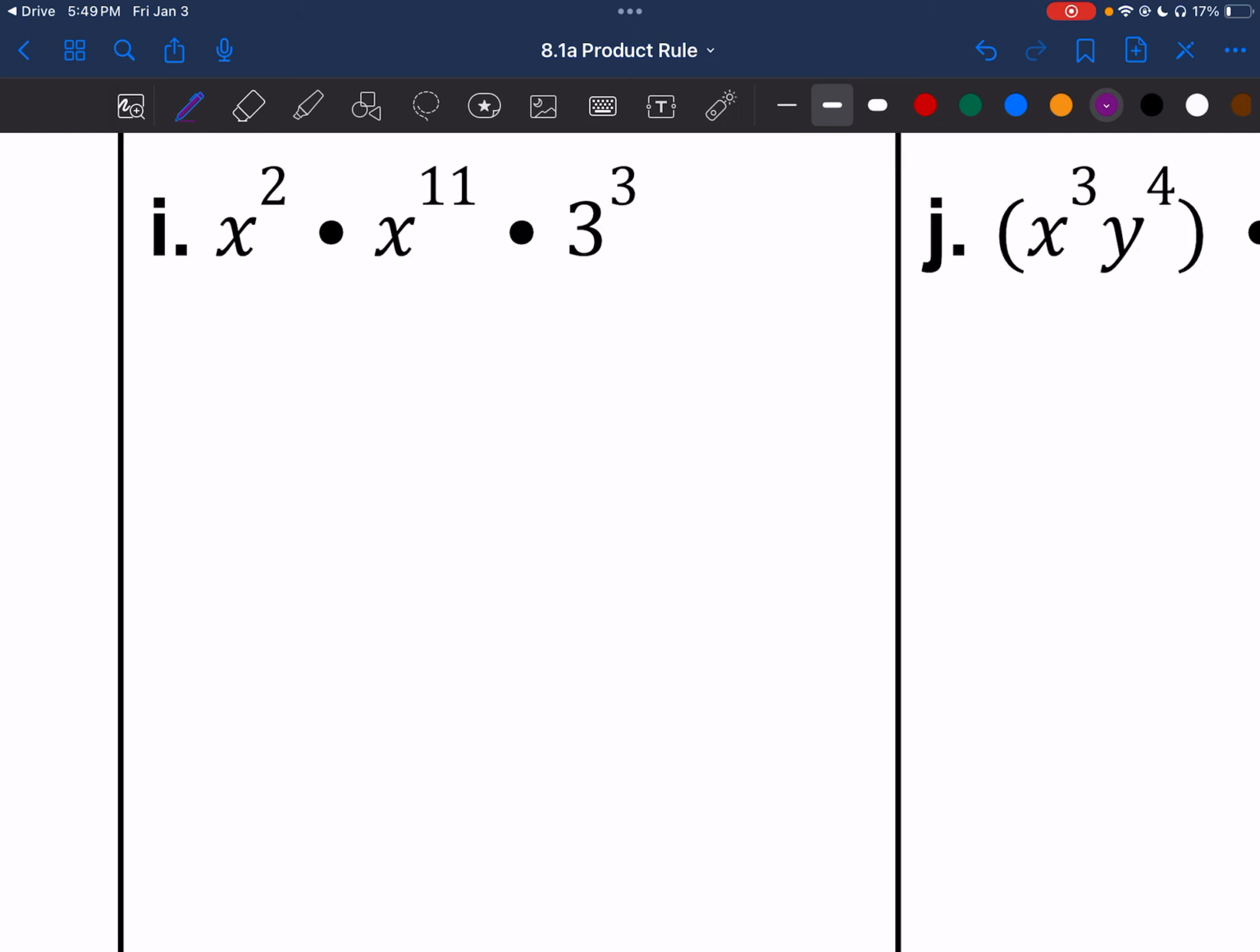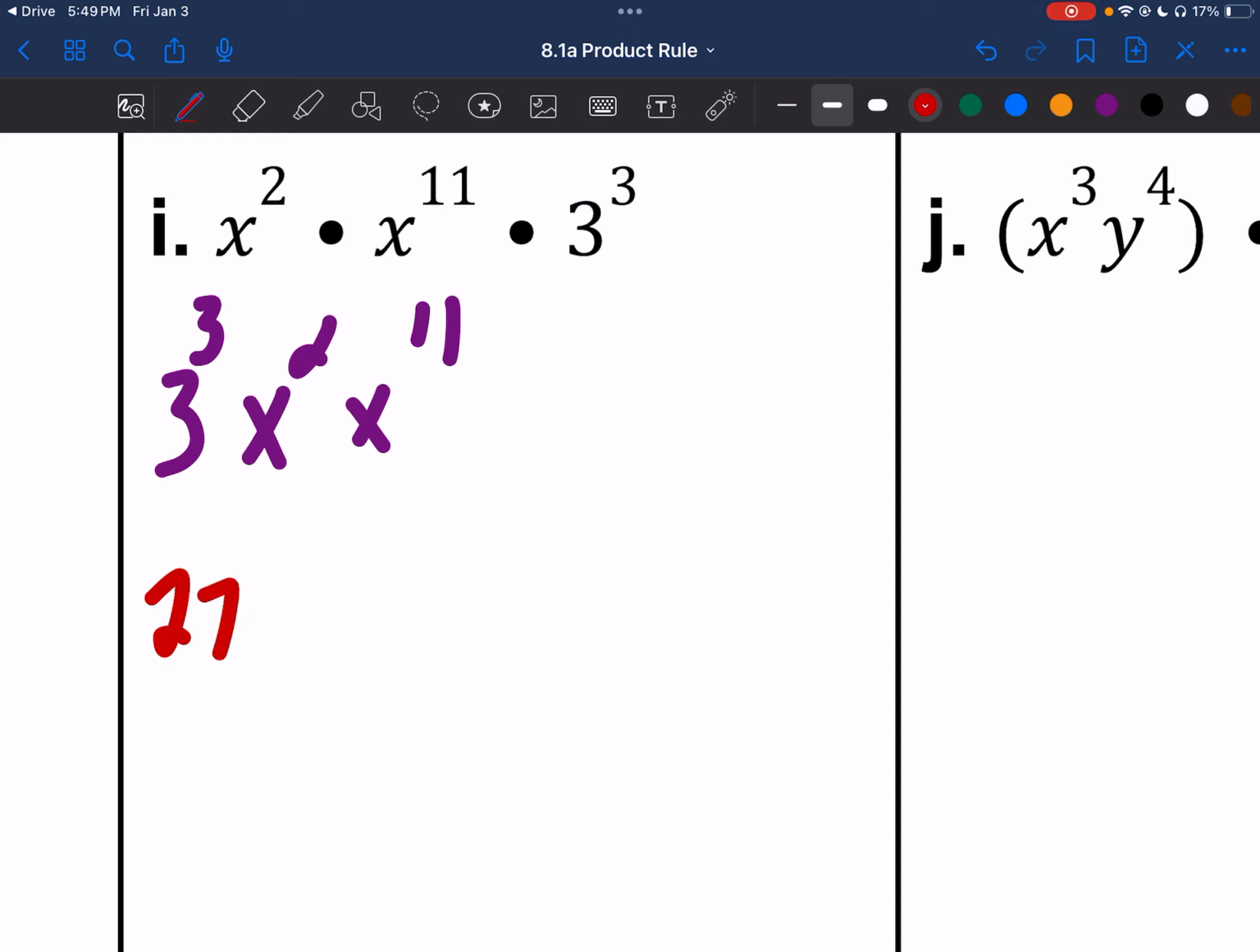All right. So if I look at this first setup here, right? 3 to the third, okay, that's kind of weird. We're going to put that out in the front. And then we've got an x squared, x to the 11th. Well, 3 to the third, we haven't really done this. We kind of briefly did it at the beginning. 3 times 3 times 3 is going to give us 27. So that's the first bit. We have x to the second plus 11th, and that's going to give us 27x to the 13th power.